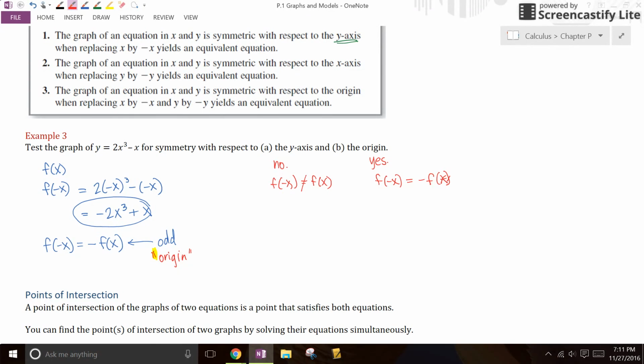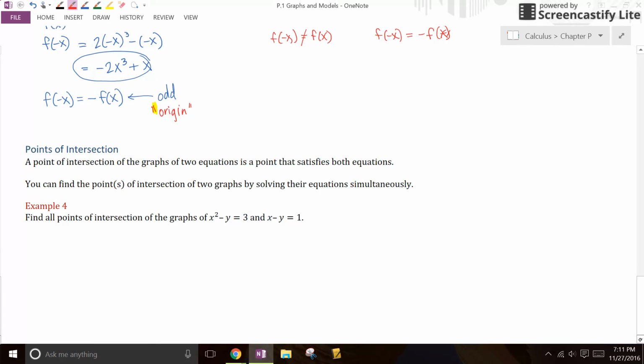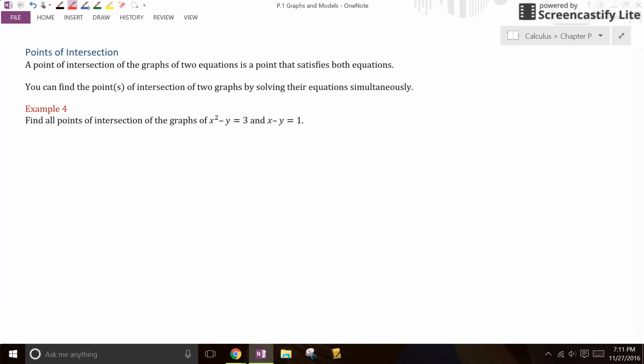All right, what about a point of intersection? The last melon in our review for the first day of calc. Not so bad, right? It wants you to find points of intersection. And what does that mean? That just means that you have to find what points satisfy both graphs.